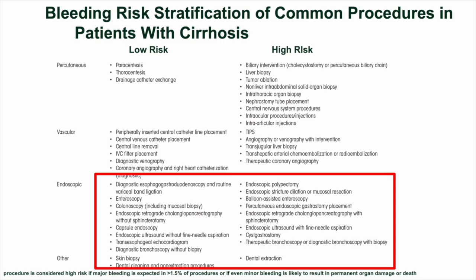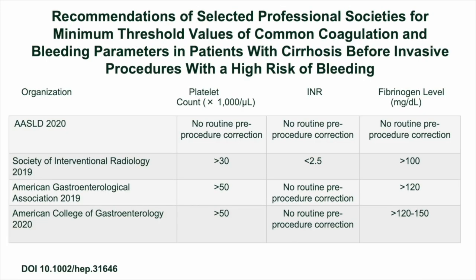So what do our societies tell you? This is an important aspect, because societal guidance has evolved over time. These are the current recommendations by the AASLD, the Society of Interventional Radiology, AGA, and the American College of Gastroenterology, covering platelet count, INR, and fibrinogen. The AASLD, the most recent guidance, basically said there's no routine procedural correction required for any of them. None. It doesn't matter what the platelet count, INR, or fibrinogen is.